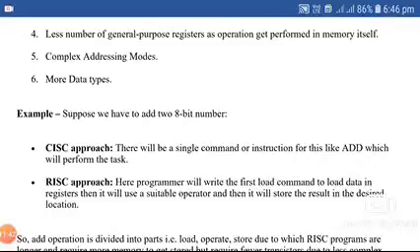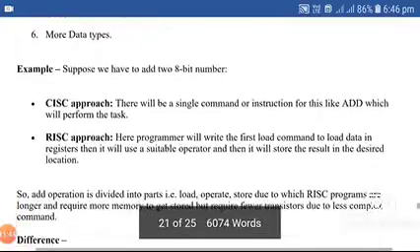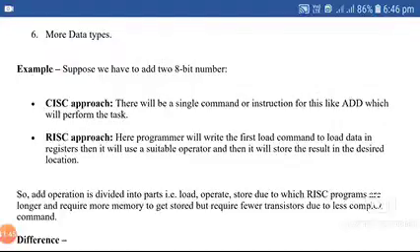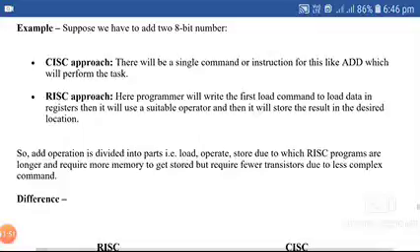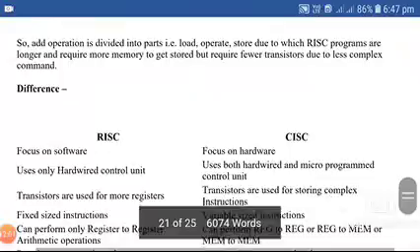Example: suppose we have to add two 8-bit numbers. In the CISC approach, there will be a single command or instruction for this, like ADD, which will perform the task. In the RISC approach, the programmer will first write a load command to load data into registers, then use a suitable operator, and then store the result in the desired location.